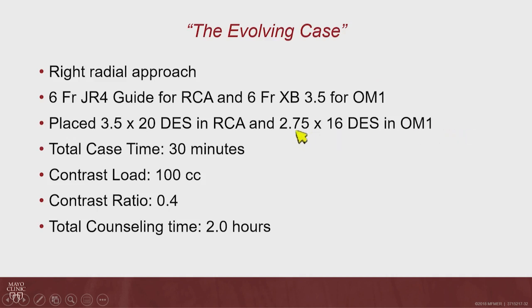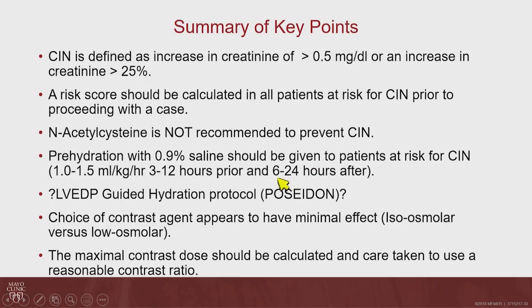So you do the case, you fix the right, then you fix the OM, place some drug-eluting stents, and it takes you 30 minutes. Contrast load is 100 cc's, your contrast ratio is 0.4, so acceptable, but you spent 2 hours talking to the patient. Thank you.